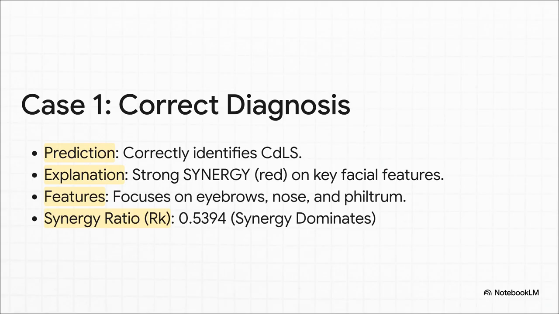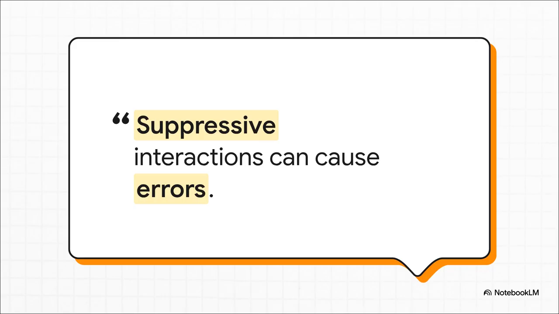The AI is making these super strong connections between the question it was asked and the really important visual clues: the eyebrows, the shape of the nose, the philtrum. The synergy ratio is high, which basically confirms, yep, all the clues were working together, and that's why it got the right answer. But what about when the AI fails? What happens then? Well, more often than not, the villain of the story is suppression.